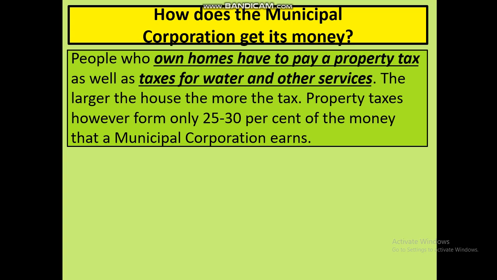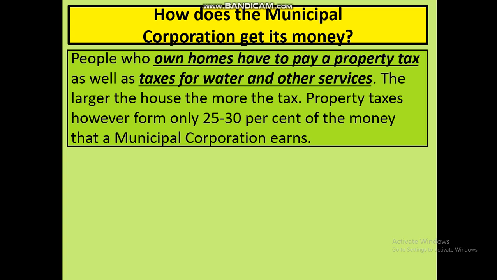So people who own homes have to pay a property tax to the municipal corporation, and thereafter they have to pay tax for water also, and tax for other services also. The larger the house, the more the tax.